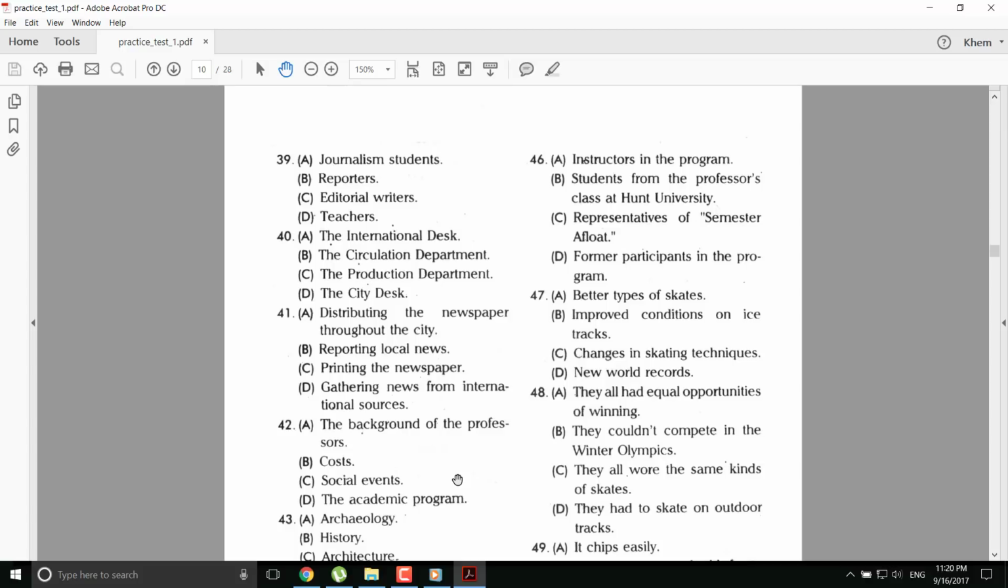Number 39. Whom is the speaker addressing? Number 40. Where will the people listening to this talk go first? Number 41. According to the speaker, what type of work is done at the city desk?